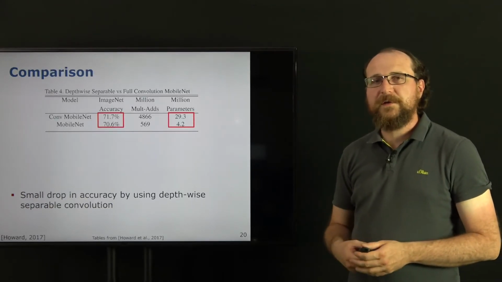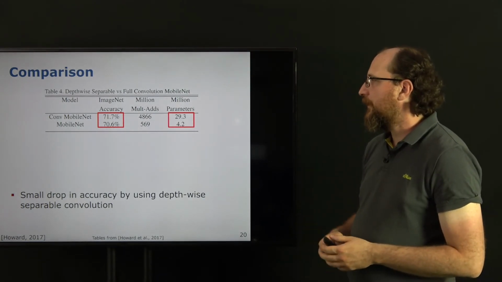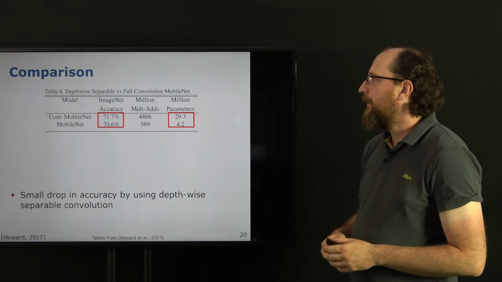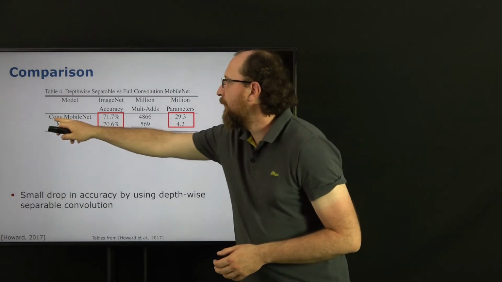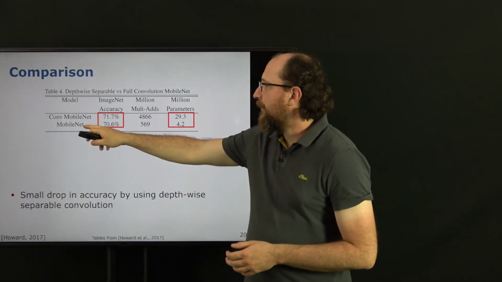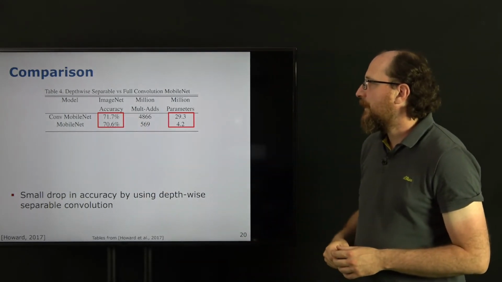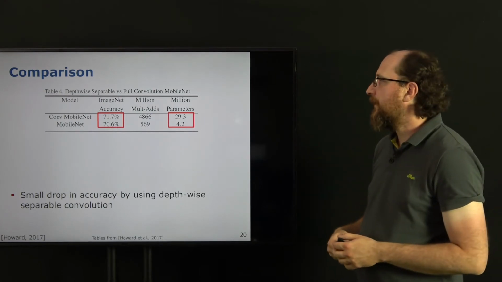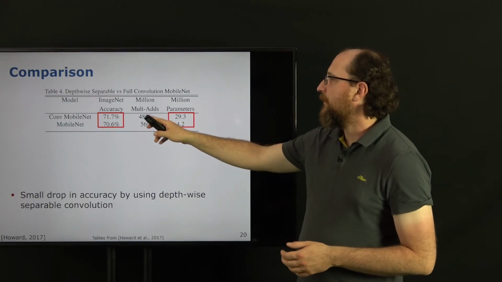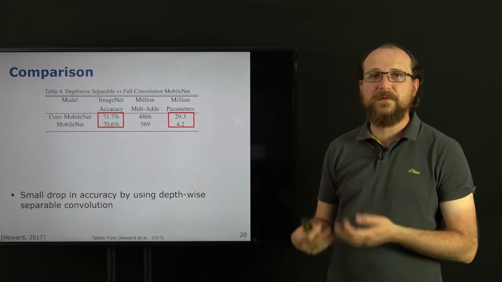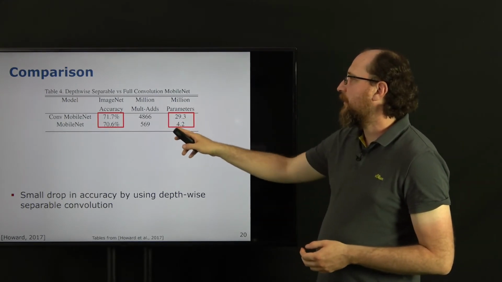When we now compare this with the so-called MobileNet architecture, which is very similar to the ResNet architecture, where we just replace the convolutions with the depth-wise separable convolution, then we can see we have a small drop in the accuracy, but at the same time we have a benefit in the number of multiplications and additions that we are doing. So we are very efficient in computing it because we are using fewer of these operations. And we are drastically reducing also the number of parameters.